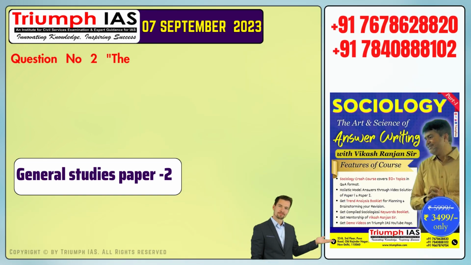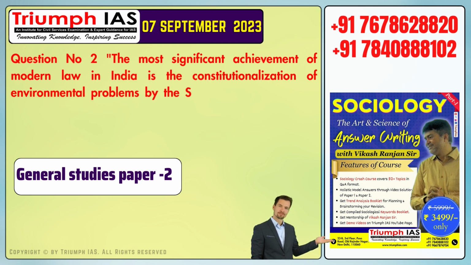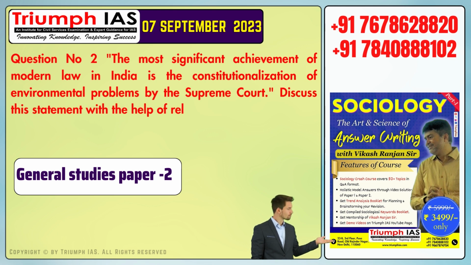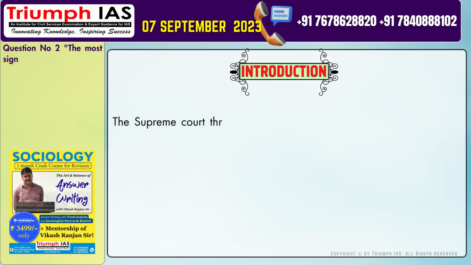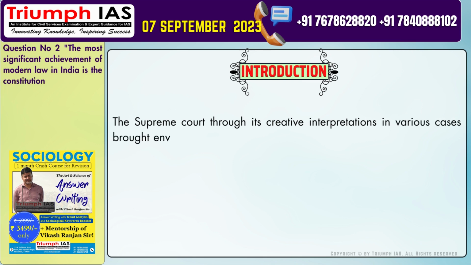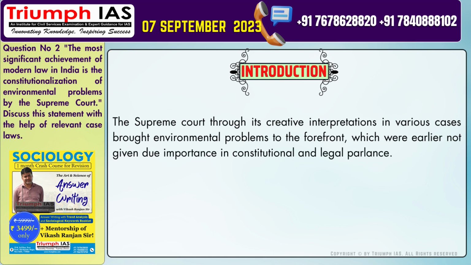Question number 2. The most significant achievement of modern law in India is the constitutionalization of environmental problems by the Supreme Court. Discuss this statement with the help of relevant case laws. Let's start with the introduction of the answer. The Supreme Court, through its creative interpretations in various cases, brought environmental problems to the forefront, which were earlier not given due importance in constitutional and legal parlance.